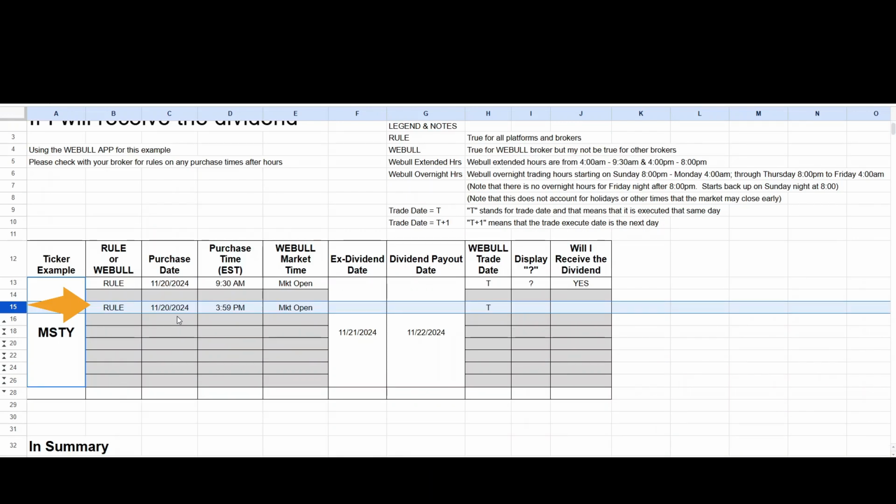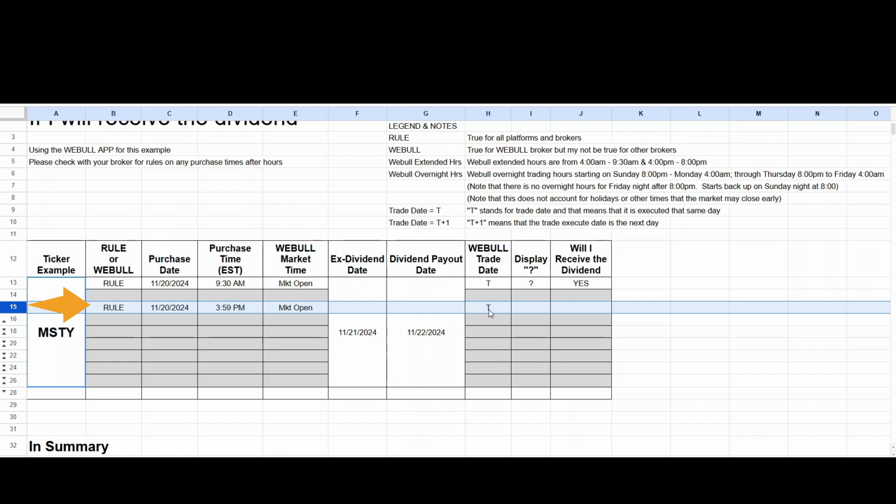Again, the purchase date 11/20, and this is just before market close. So 3:59 p.m. Market's still open up until 4 o'clock where it closes, and these times are Eastern Standard Times. The ex-dividend date is still 11/21, and the payout is still 11/22. So these two will not change throughout the different times that I'm going to show.